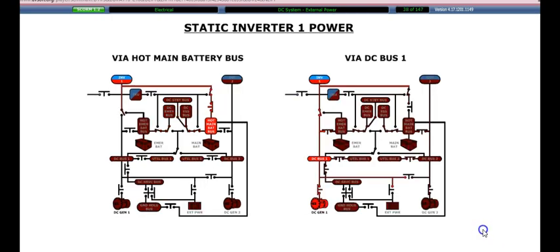When DC bus 1 is powered, the static inverter override transfer contactor closes, and the hot battery transfer contactor opens. This transfers the power source for inverter 1 from the hot main battery bus to DC bus 1.